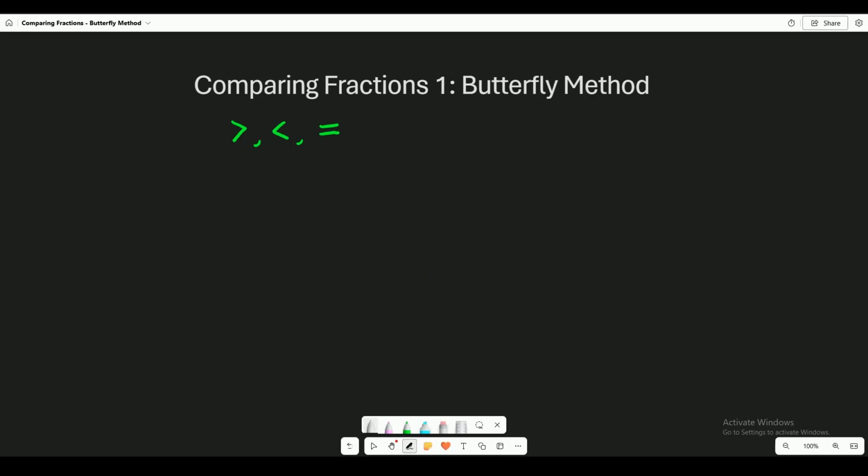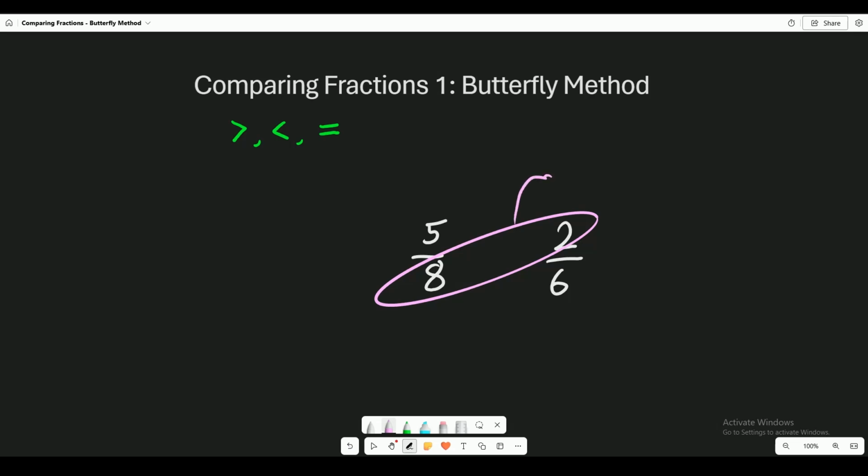Let's do these fractions. I have here 5/8 and I have 2/6. Which of these fractions is greater? Let's do butterfly. 8 times 2. 8 times 2 is 16. Just like that. 5 times 6 is 30. 30 is greater than 16. So 5/8 is greater than 2/6. Just like that.